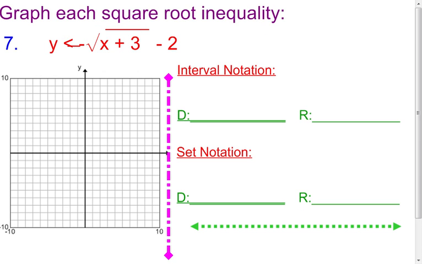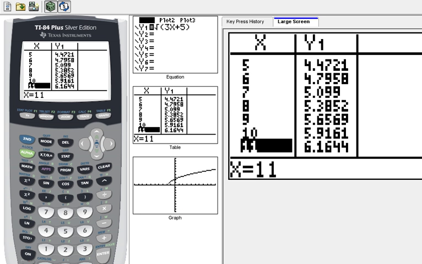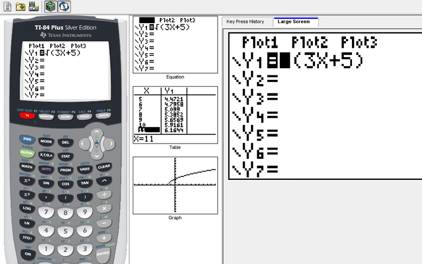And one more, and we are done. Okay? I don't know why this kind of came out funny, but it did. So this should say y is less than or equal to, I don't know if you can tell that up here, negative square root of x plus 3 minus 2. So again, you're going to put that into your calculators and go from there. Okay, so here we go.